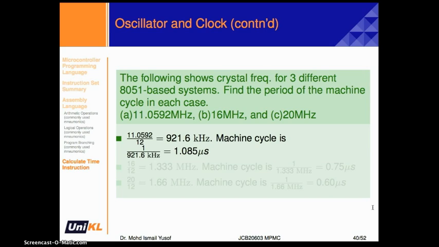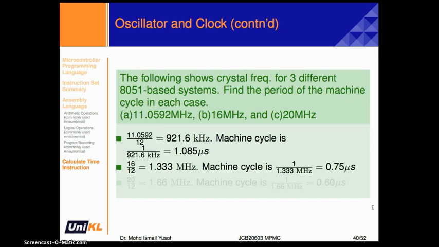Okay, now time for an exercise. If we have several types of crystal oscillator, let's say the first one is 11.0592 megahertz, the second one is 16 megahertz, and the third one is 20 megahertz. For the first one, 11.0592 megahertz, it can execute one machine cycle in 1.085 microseconds.